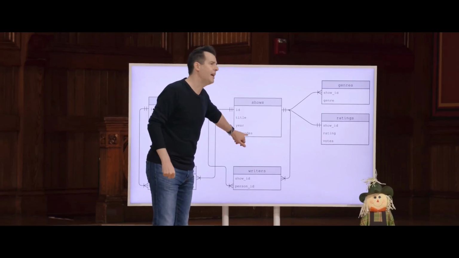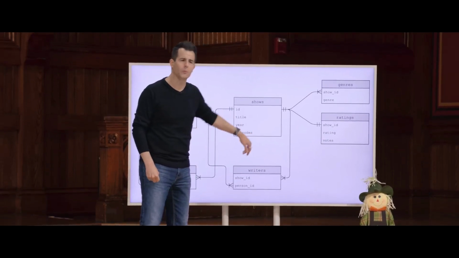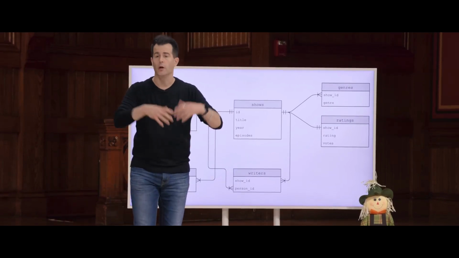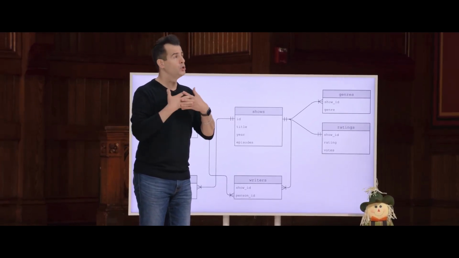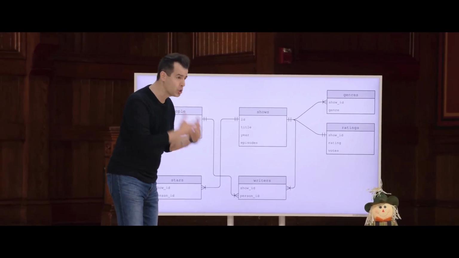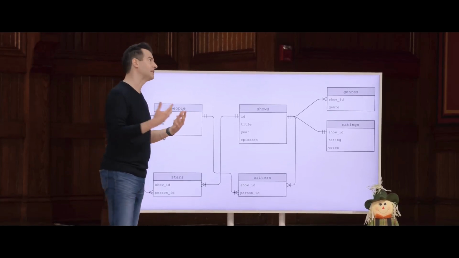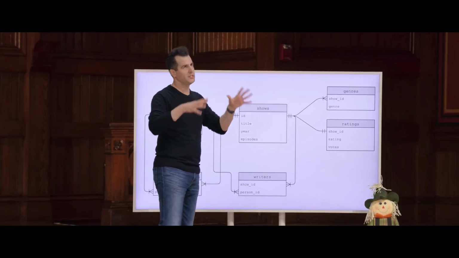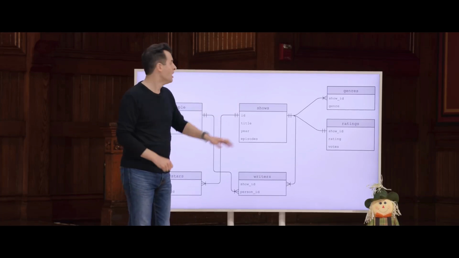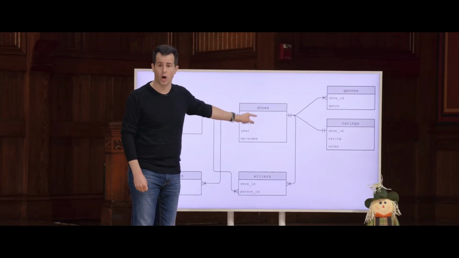So if you instead were to design this with just a single column called genre, you're imposing what a computer scientist would call a one-to-one relationship. Every show has one genre. And that's not necessarily a good thing. Or strictly speaking, it would be a many-to-one because the same genre could belong to multiple shows. But each show could only have one genre in that case.